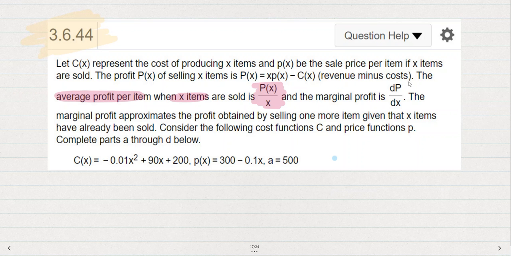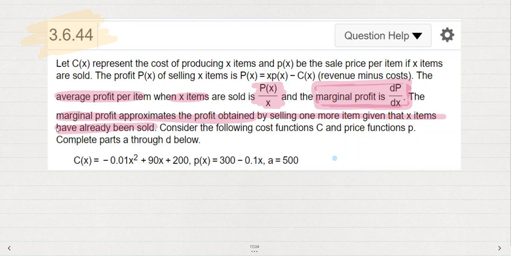And then here's the important one. Here's what we have from calculus, because everything else we could really describe as being pre-calculus or algebra. The marginal profit is the piece that we can now do with calculus, and this is the derivative of the profit function. So the marginal profit is the derivative of the profit with respect to X. The marginal profit approximates the profit obtained by selling one or more item, given that X items have already been sold.